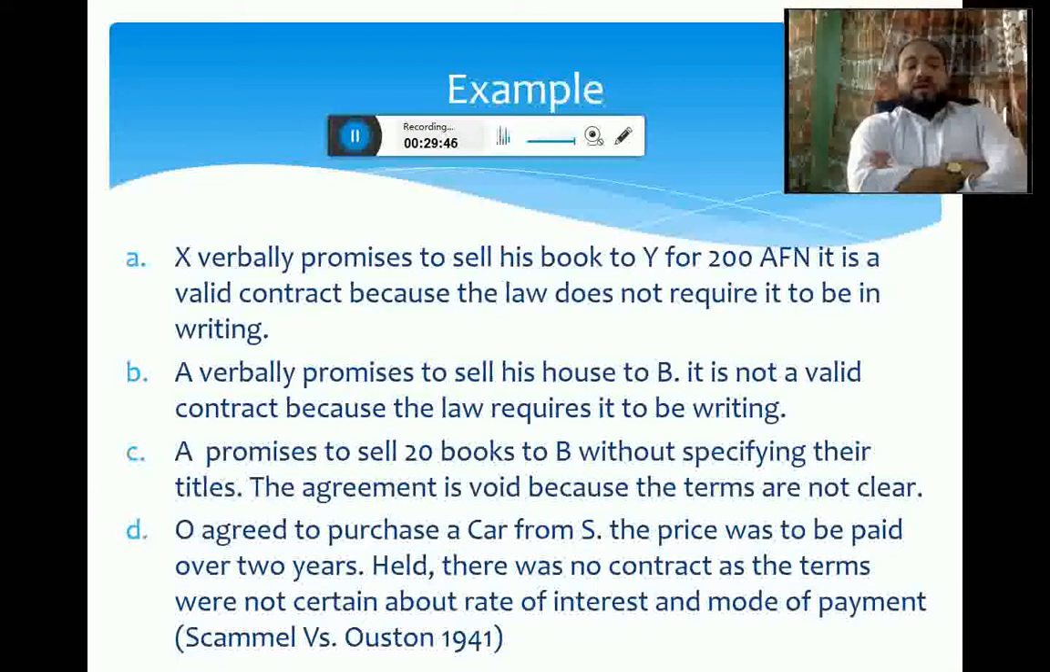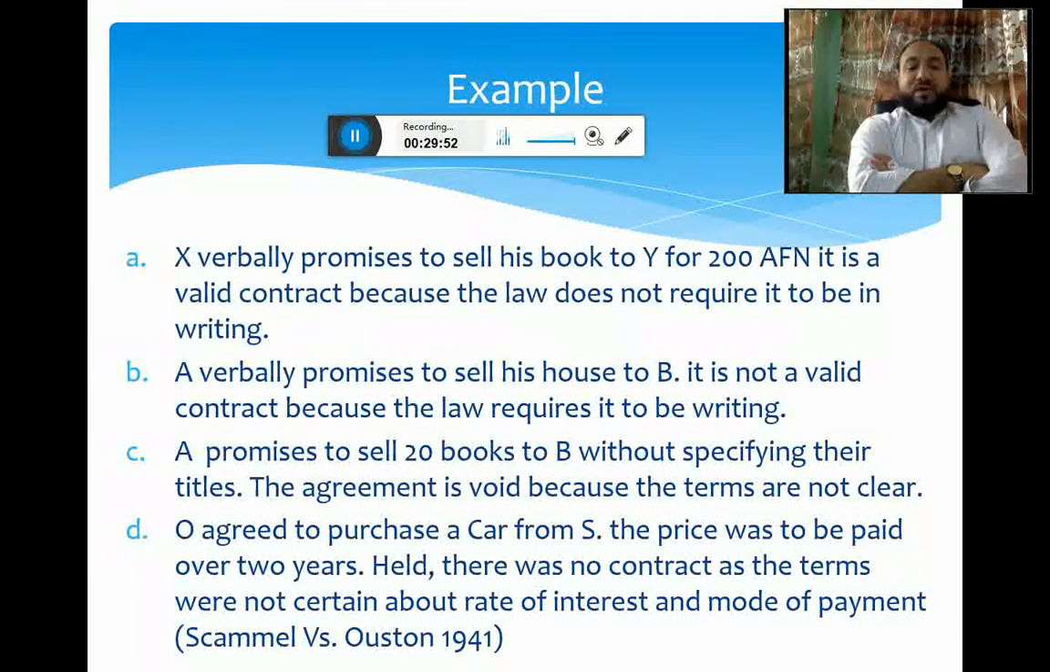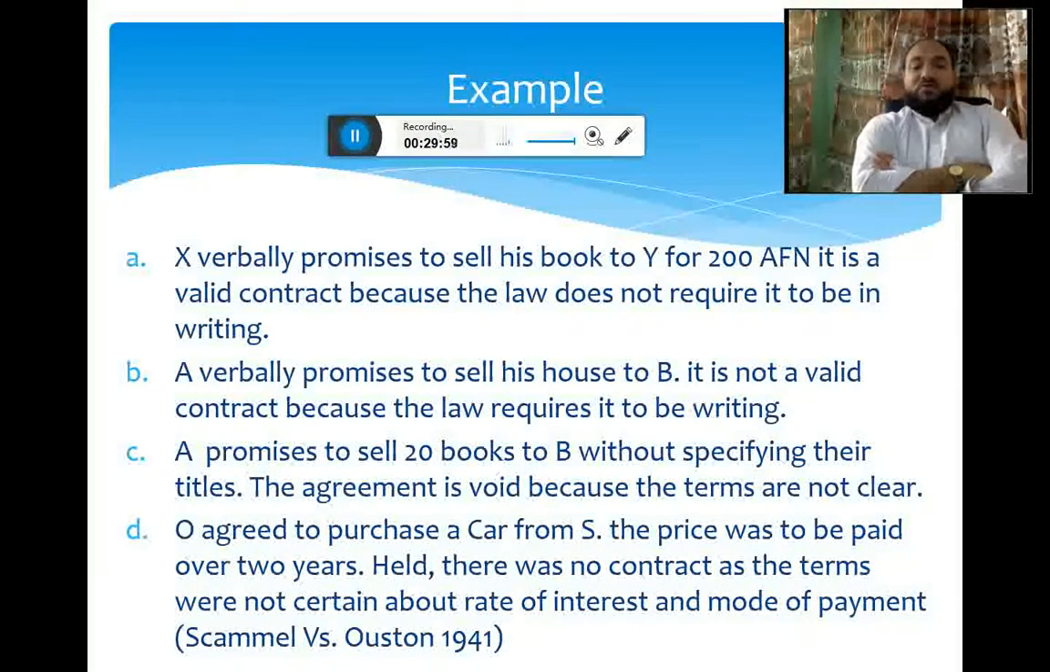O agrees to purchase a car from S. The price was to be paid over 2 years. Held: there was no contract, as the terms were not certain about the rate of interest and mode of payment.